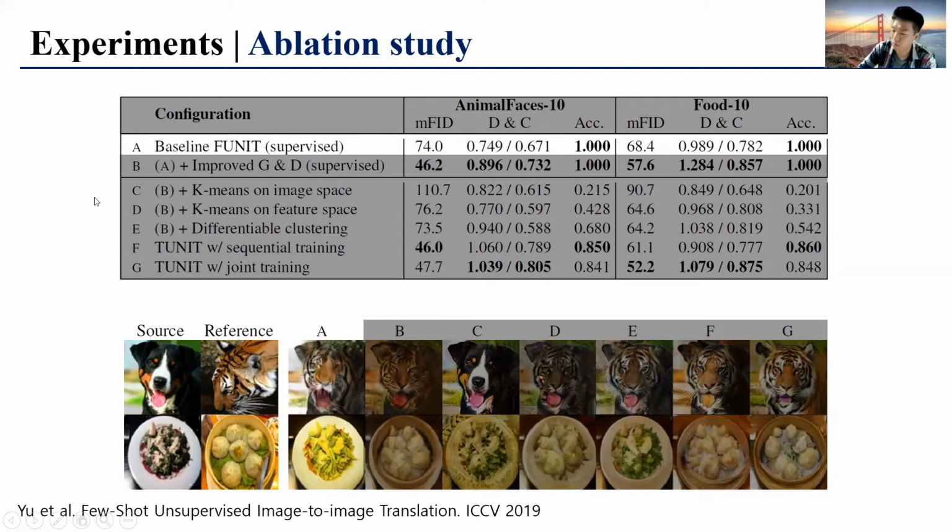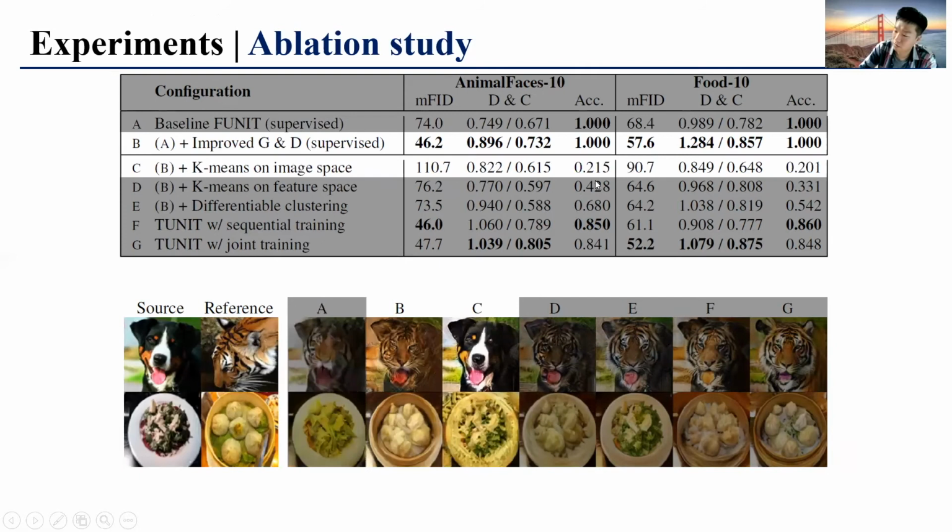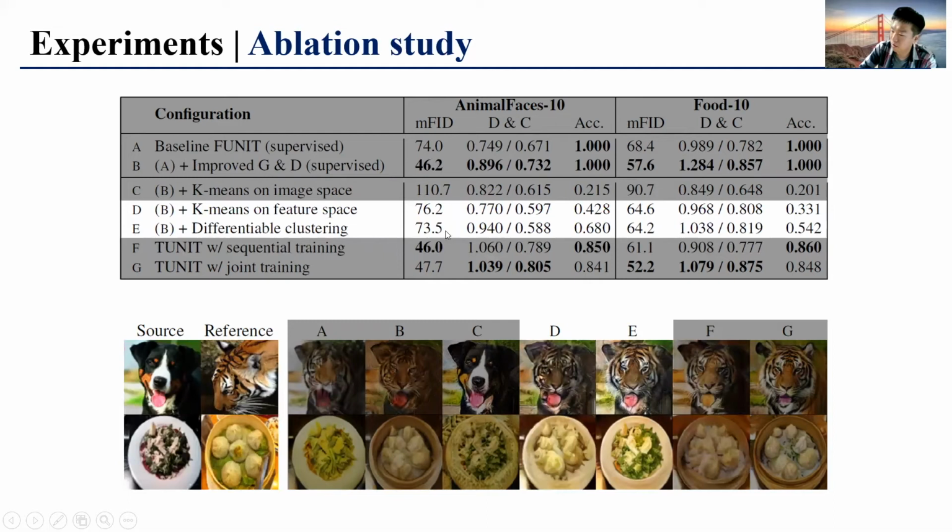If you use our improved architecture, the baseline has already improved this much. Given the supervised labels, this is the maximum upper bound we could approach. But unlike using k-means, if you use differentiable clustering, which is a much fancier clustering method, there was much better density and coverage, which are other metrics for a better representation.